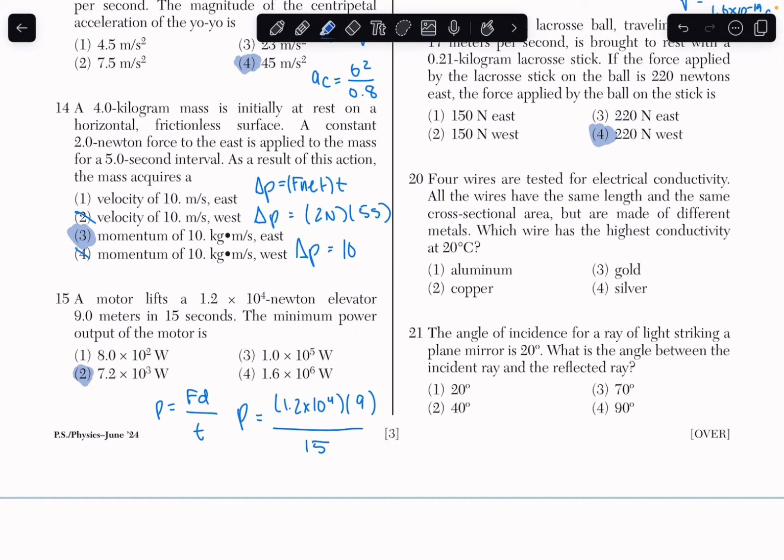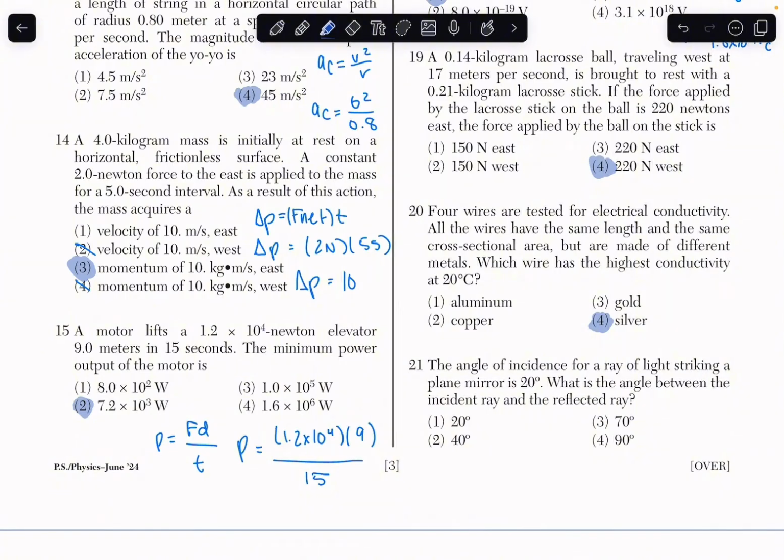Number 20. 4 wires are tested for electrical conductivity. All the wires have the same length and the same cross-sectional area, but are made of different metals. Which wire has the highest conductivity at 20 degrees Celsius? So this question is kind of like a trick problem with the way they word it. We're looking for the highest conductivity, not resistivity. So we need to look on the chart on the reference table to see which one of these choices has the lowest resistivity, because conductivity and resistivity are opposites. If we look through the choices, we can see that silver has the lowest resistivity, which means it has the highest conductivity.